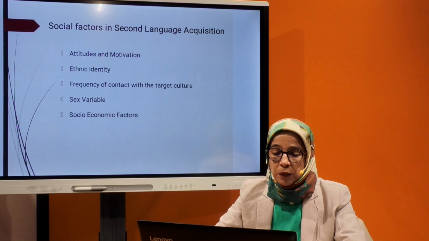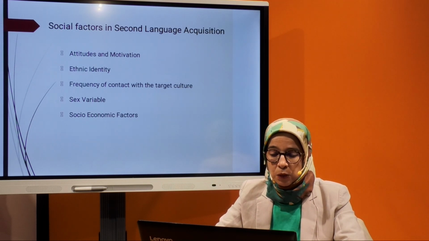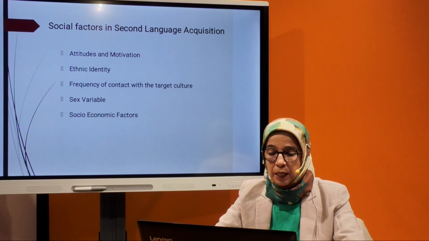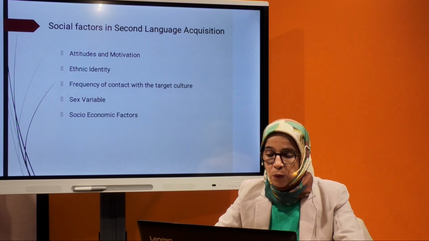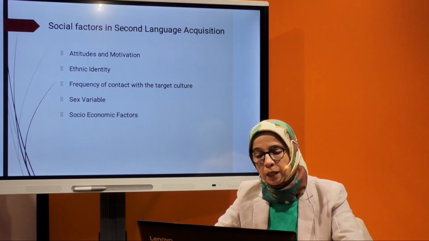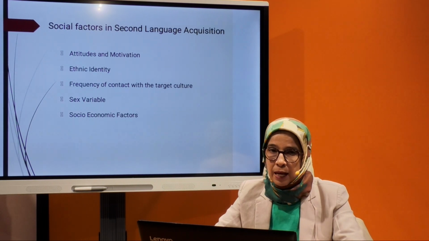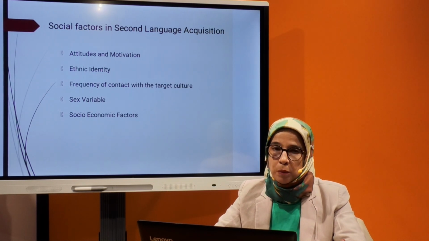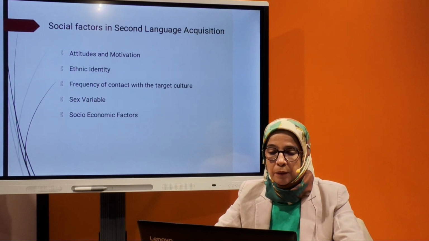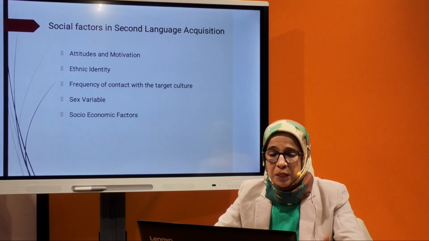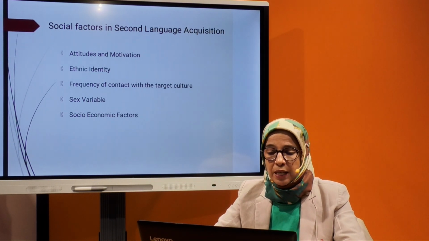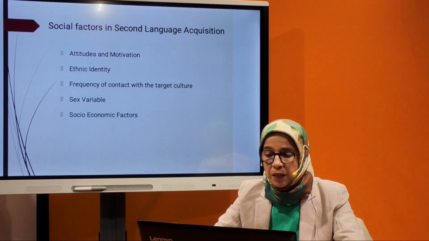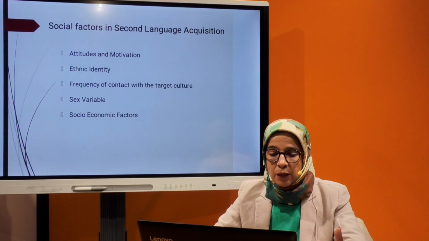So starting with teachers' attitudes towards a second language, it may influence directly or indirectly the learner's attitudes. So applied linguists are often found encouraging teachers to play a mediating role in bridging the gap between the learner's native culture and the target culture.